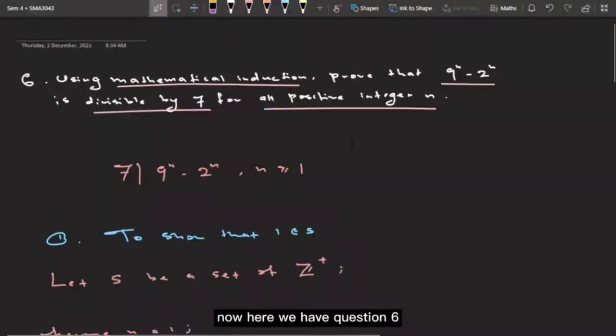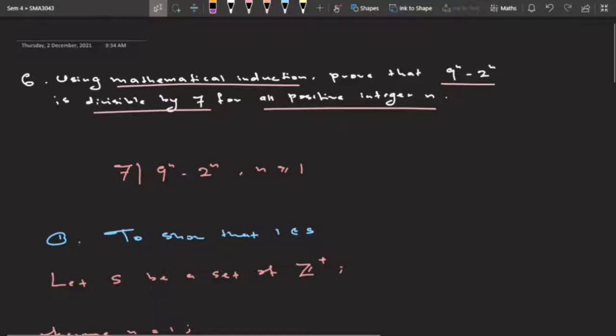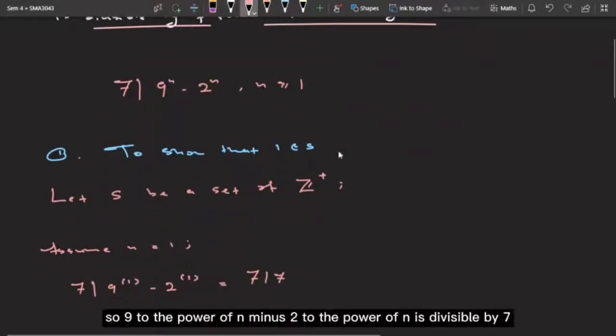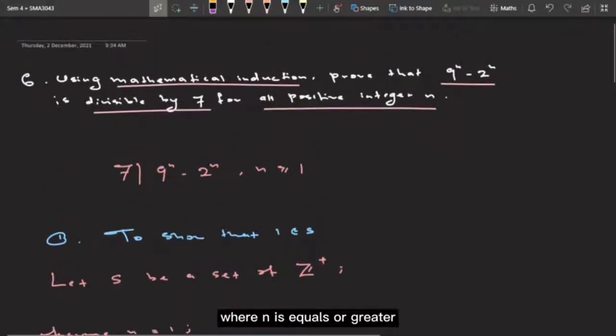Now here we have question 6. It says that using mathematical induction, prove that 9 to the power of n minus 2 to the power of n is divisible by 7 for all positive integer n. So first thing first, we need to write down what was given from the question. So 9 to the power of n minus 2 to the power of n is divisible by 7, where n is equal to or greater than 1.